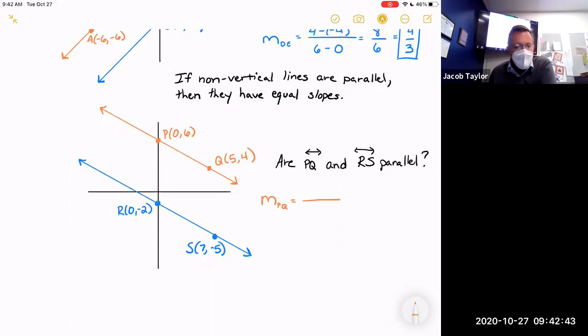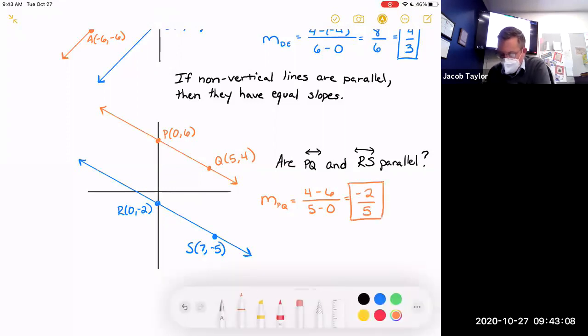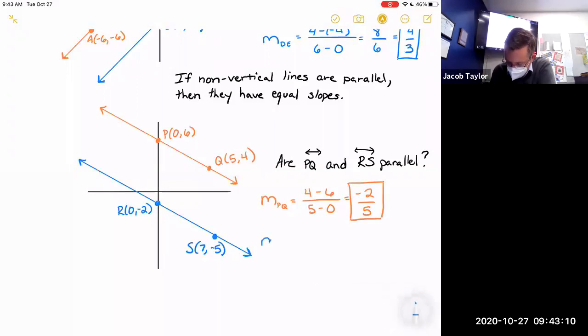One's slightly tilted. So let's find the slope of PQ. We'll just call Q the y2. So it'll be 4 minus 6 for the y coordinates, and 5 minus 0 for the x coordinates. Would that be 2 over 5? Negative 2 over 5, yes. I don't think that will reduce, so negative 2/5. Makes sense that it's negative because the line's going down.